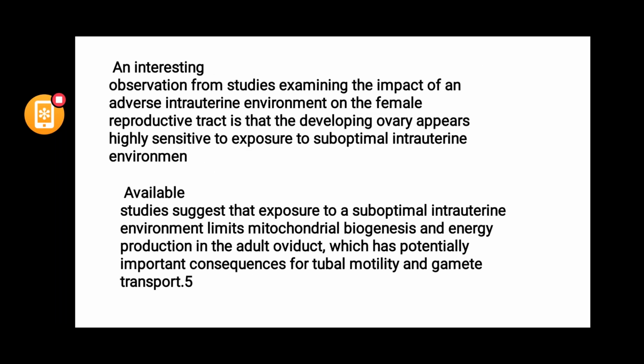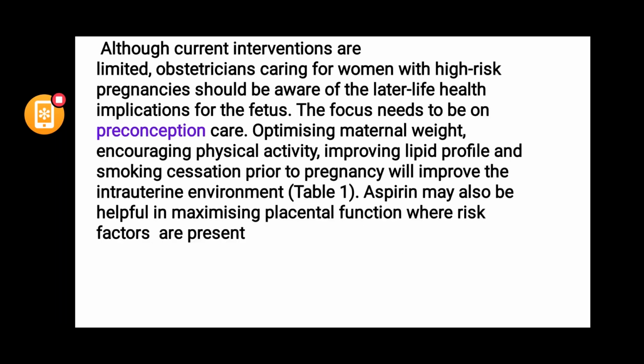So this is how they have said that the intrauterine environment can also affect the adult oviduct, the energy production in the adult oviduct, right? And can also cause infertility. So if the mother has got infertility or there is an environment that can affect the fertility, it may affect the fertility status of the baby later on in life, because it can affect the ovaries, how the ovaries function. It can affect how the oviduct functions. And that is why the focus needs to be on the preconception care.